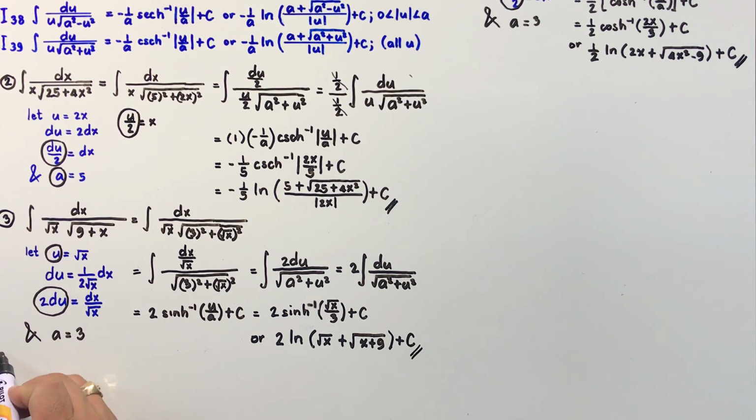So let's proceed to our example number 4, which is the integral of dx over 6x minus x squared.